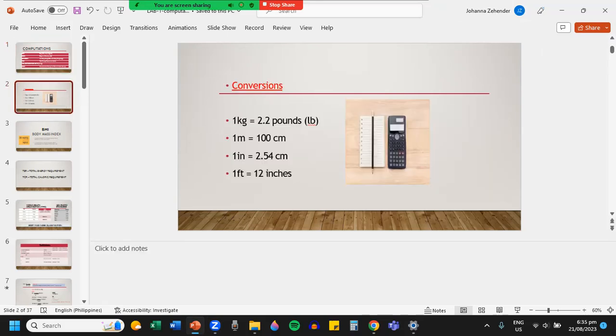Before we proceed to the lesson proper, please familiarize yourselves with the different conversion values. 1 kilogram is equal to 2.2 pounds. 1 meter is equal to 100 centimeters. 1 inch is equal to 2.54 centimeters, and 1 foot is equal to 12 inches.